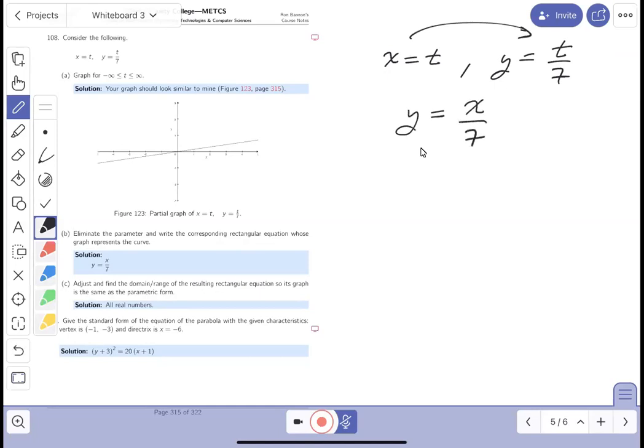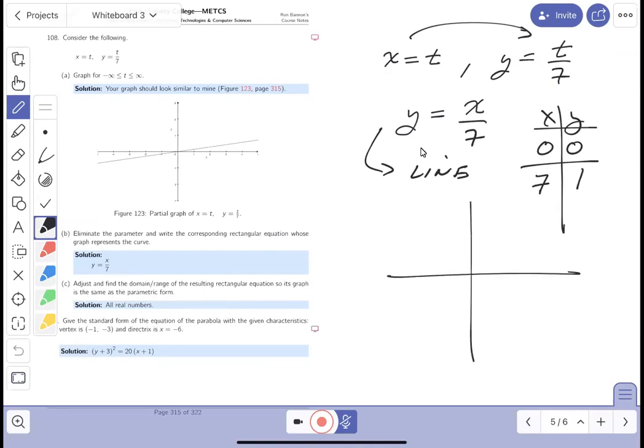So this is more familiar to me. What I mean by that, I know that this is a line. How do you graph a line? 2 points. X is 0, y would be 0. What's next one? I would probably choose 7 for x. Why is that? It's easy for me. What's 7 divided by 7? 1. I'm going to graph it. 0, 0. And then I'd have 7, 1. I'm going to say it's over here somewhere. I'm going to draw my line through it.